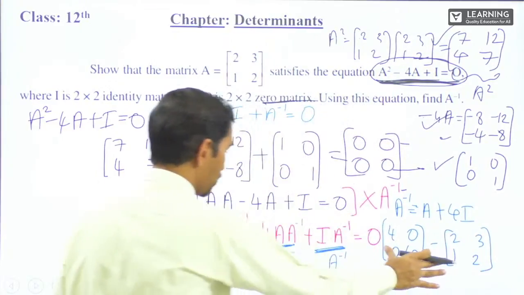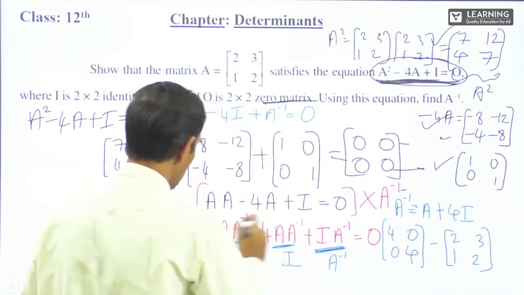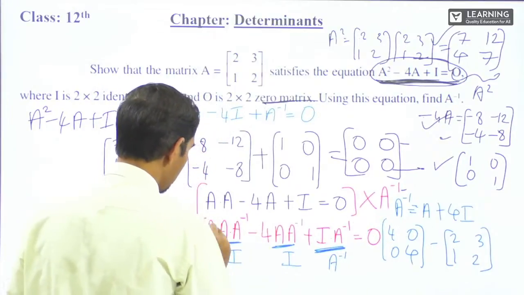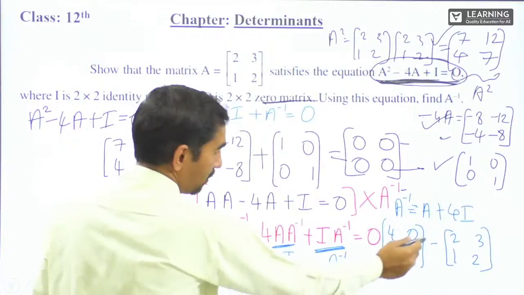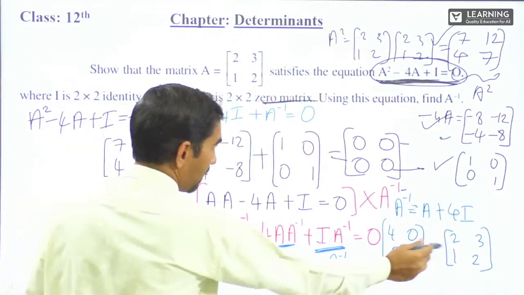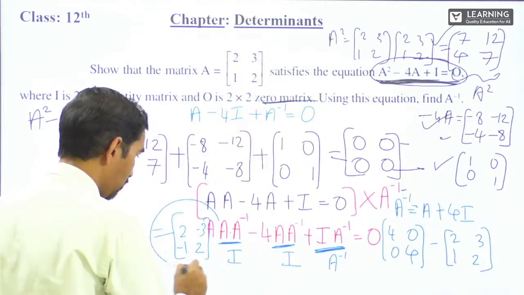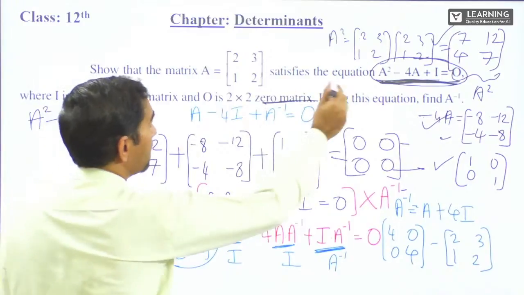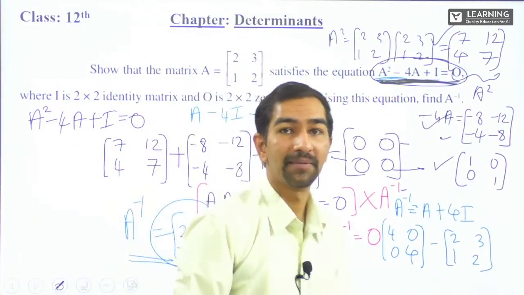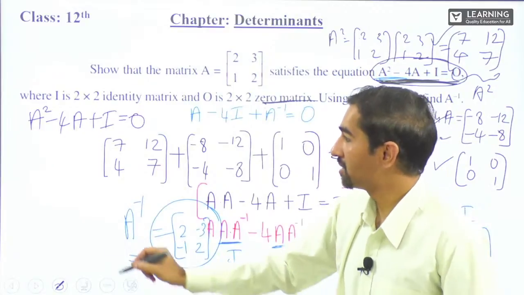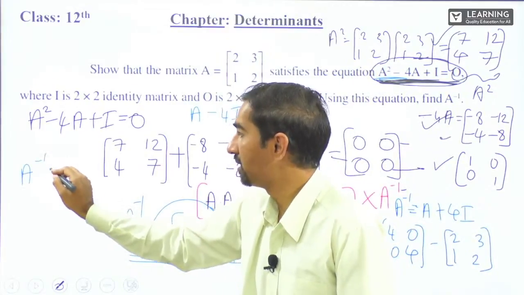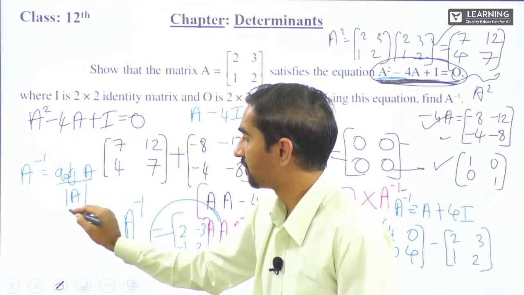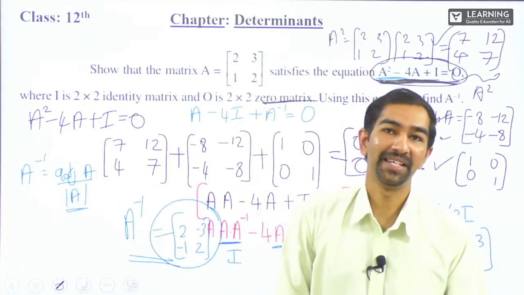So do this operation. What will you be getting? 4 minus 2 is 2. 0 minus 3 is minus 3. 0 minus 1 is minus 1. And 4 minus 2 is 2 again. So this will be your A inverse. We have found out A inverse by using this particular equation. Another way to find A inverse is using the formula A inverse is equal to adjoint of A divided by determinant of A.